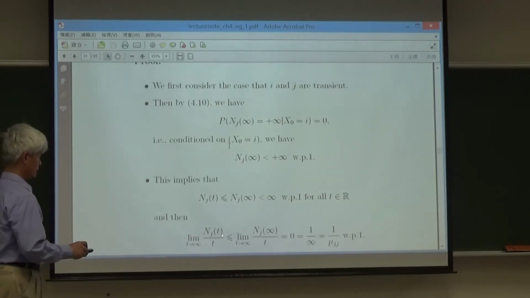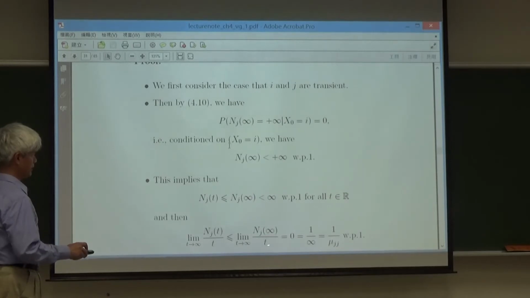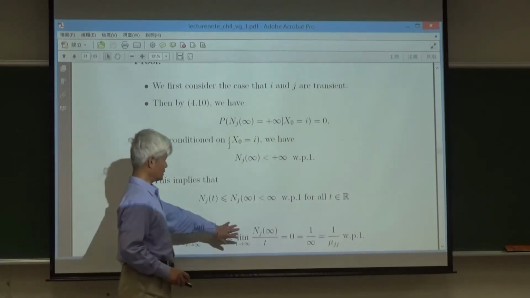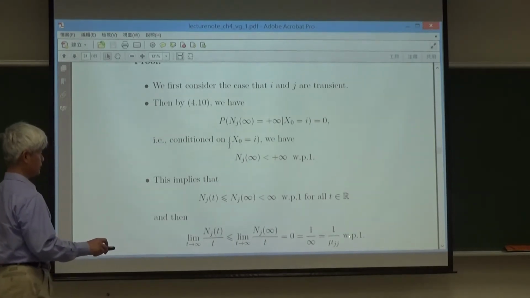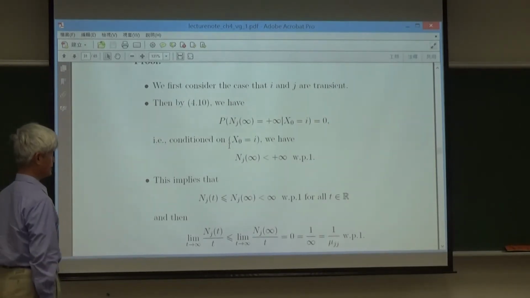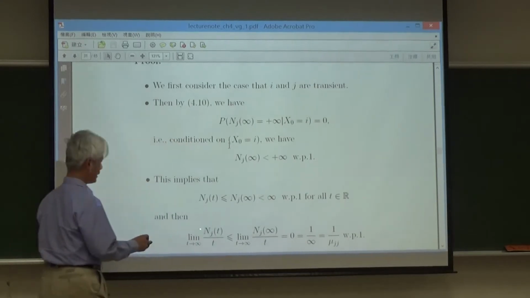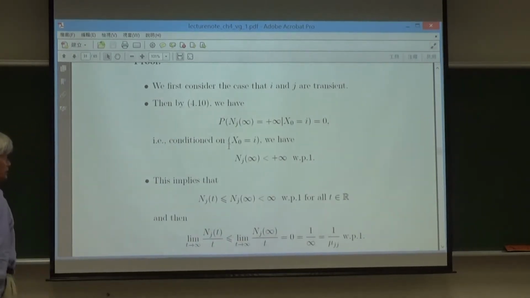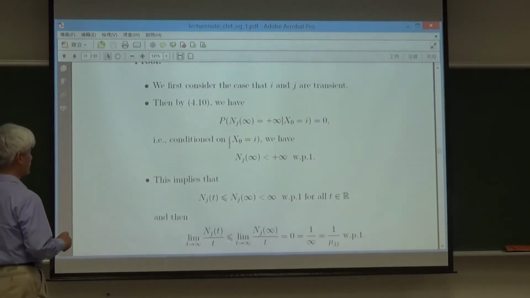So as t goes to infinity, the fraction of time spent visiting J will be upper bounded by this constant divided by t. But this goes to 0 as t goes to infinity. And of course this is 1 over mu_JJ, so it's 0. And as we know this ratio is a positive number, the lower bound for this ratio is also 0. So you can see that the limit is actually 0. Okay, any questions?